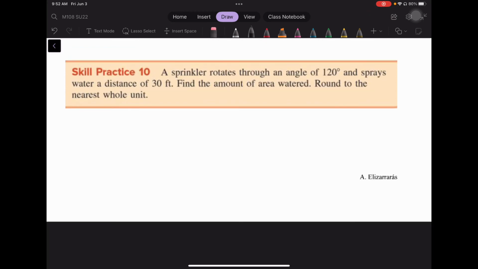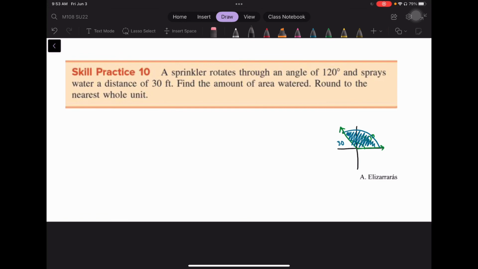A sprinkler rotates through an angle of 120 degrees. Let's just draw this out. So I've got my sprinkler. And it sprays water a distance of 30 feet. Find the amount that's watered. That 30 feet is my radius and 120 degrees is my angle. So I'm trying to find the area because I want to find the amount that's watered.